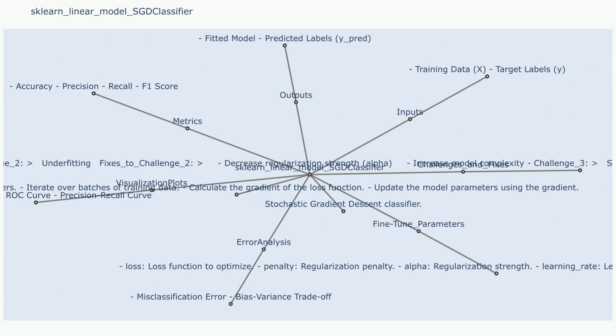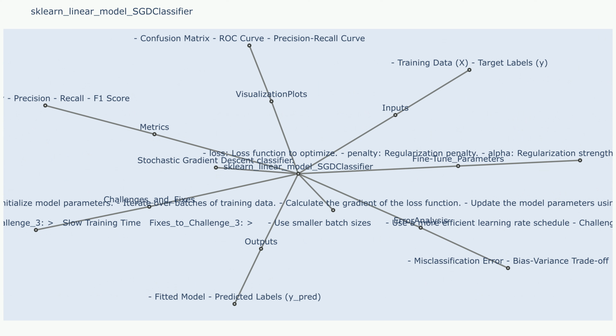Fine-tune parameters. Loss, the loss function used to optimize the model. Common options include hinge for linear SVM, log for logistic regression, and modified Huber for robust regression. Penalty, the regularization term added to the loss function to prevent overfitting. Options include L2 for L2 regularization ridge regression and L1 for L1 regularization lasso regression.